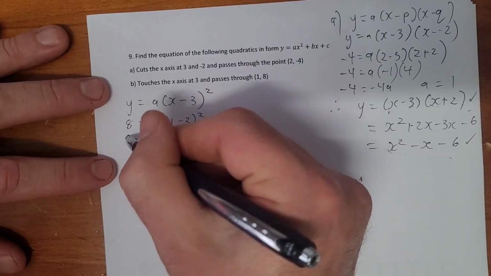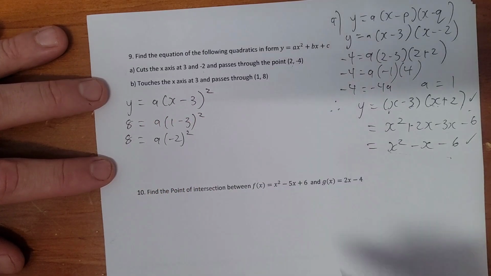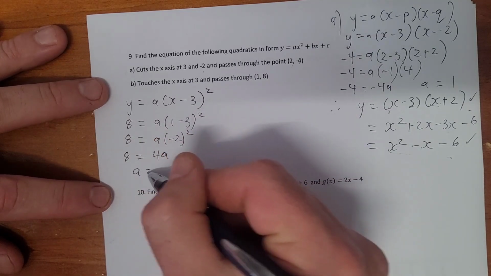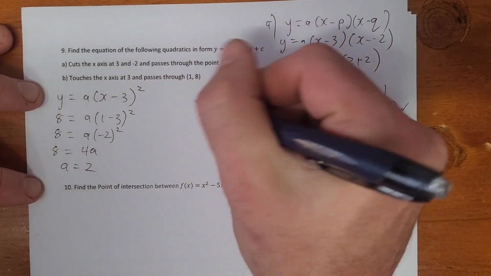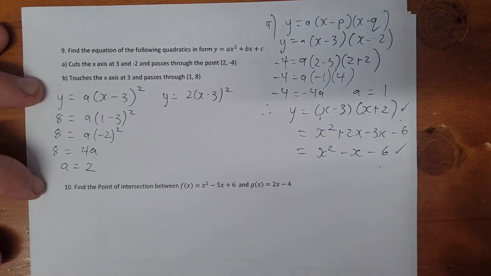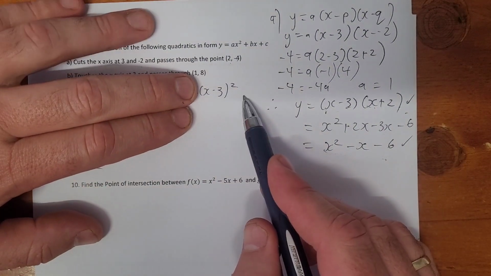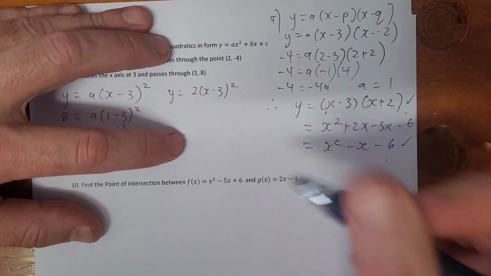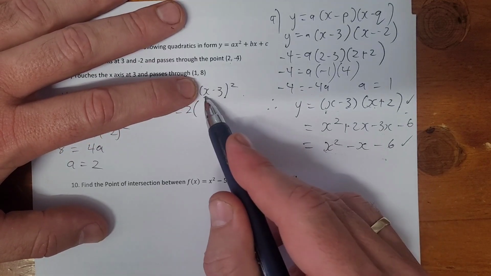So this gives us 8, and we'll have here a times 1 take 3, which is minus 2, squared. So we have 8 is equal to 4a. This yields that a has to be positive 2. So the equation of this quadratic then is 2 times x take 3 squared. And we are required to write it in general form. So we're going to fully expand this using the perfect square rule and then distribute the 2. I'm going to leave the 2 out the front for now and use the perfect square expansion.